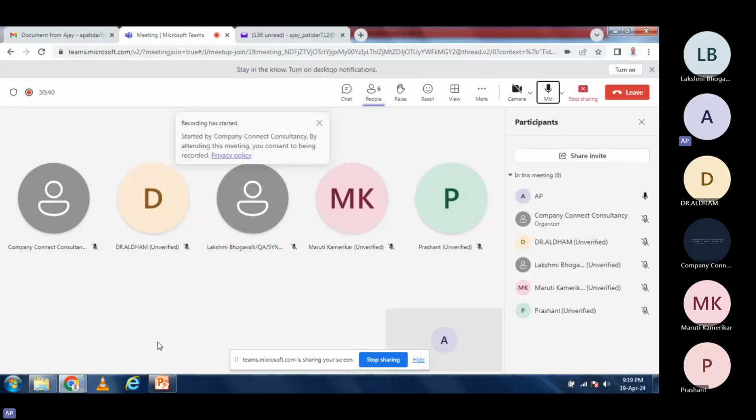One thing I would like to add here: if you find anything which needs to be cleared, either you can put it into the chat or you can stop me, right?